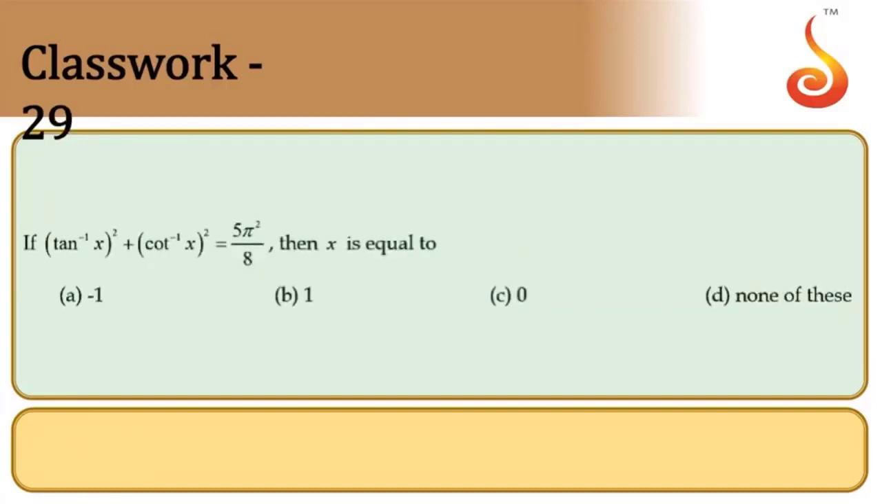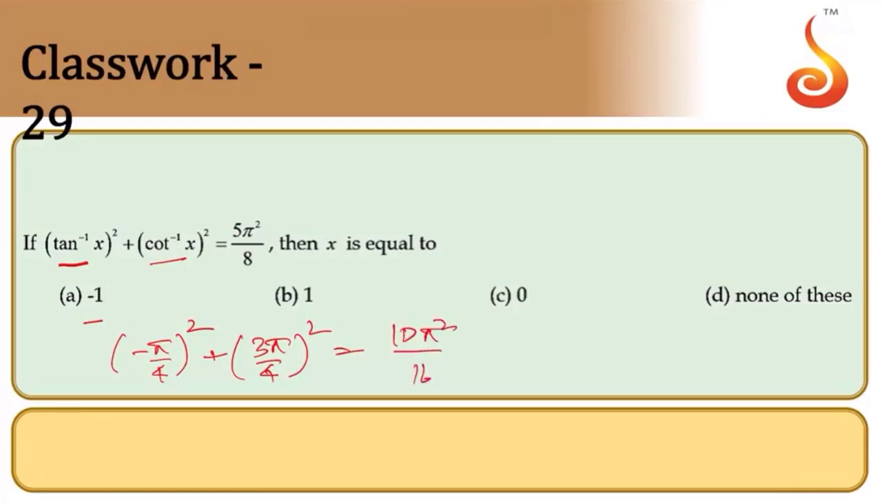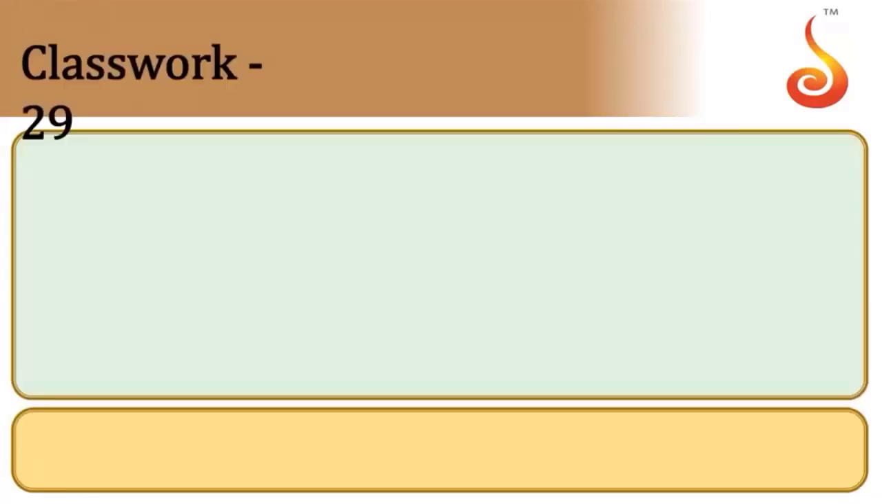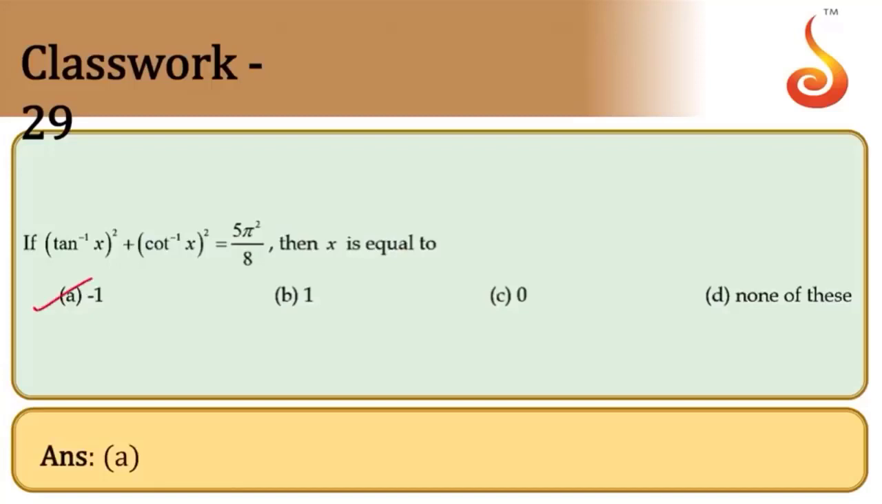So let me take up the next one, which is the 29th one. This is just a verification. What is the verification which I can do in this case? I would substitute a number over here and simplify it. So when I take minus 1, tan inverse minus 1 is minus pi by 4, taken whole square, and this is 3 pi by 4 taken whole square here. So 9 plus 1, 10 times pi square divided by 16, which is nothing but 5 pi square by 8, exactly satisfying the answer here. So the answer happens to be equal to minus 1.